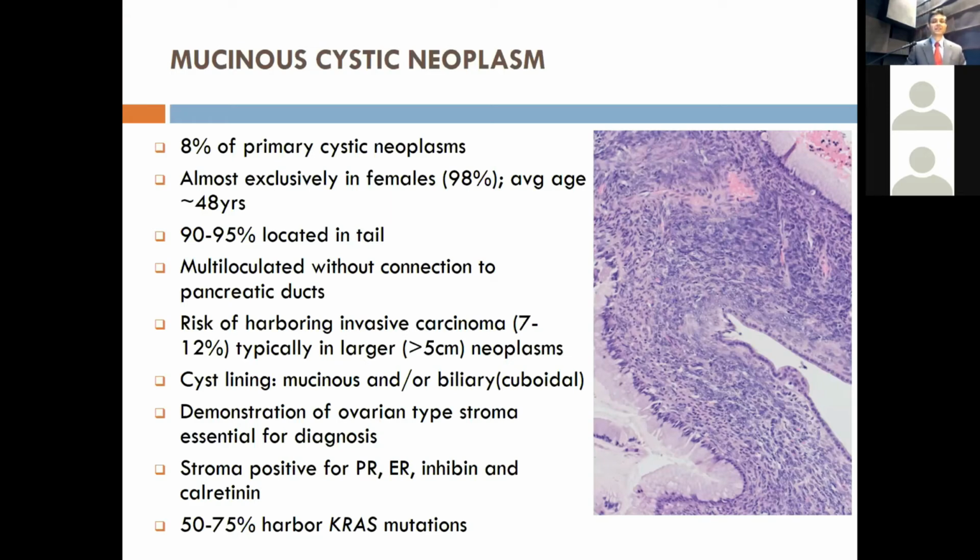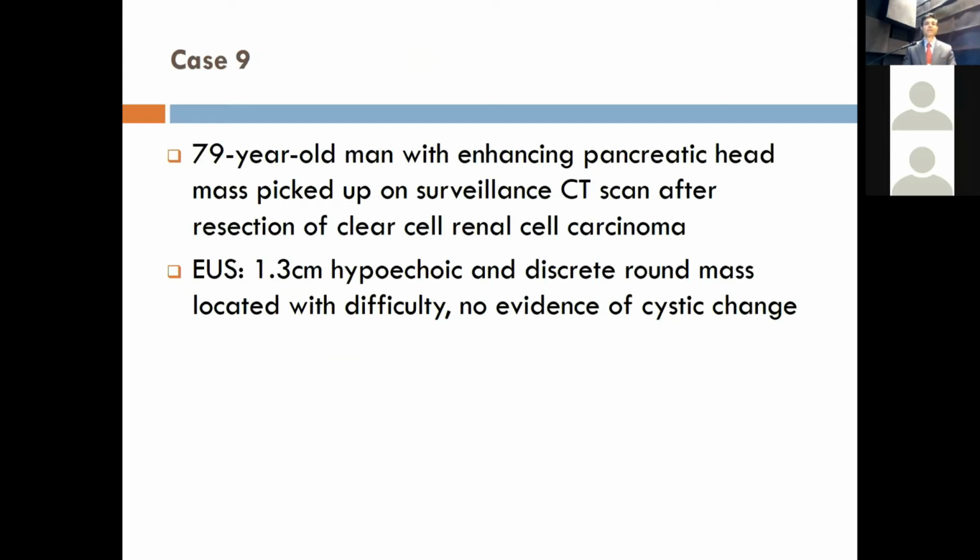Again, with this entity, the demonstration of ovarian type stroma is essential, as seen in our case. That is the only way we could prove that this was an MCN, which is typically positive for progesterone and estrogen receptor, inhibin, and calretinin. 50 to 75% of these cases actually show KRAS mutations, but not GNAS, as seen in IPMNs. So the next case is a very interesting case that we recently saw.